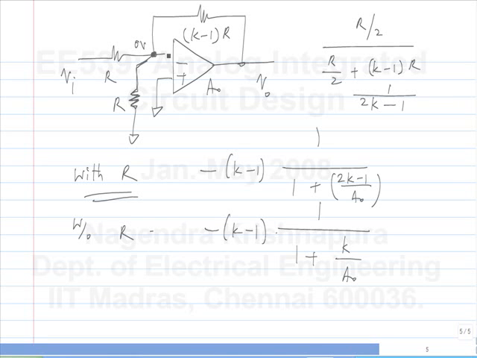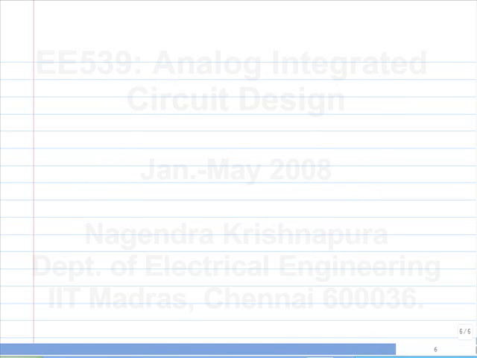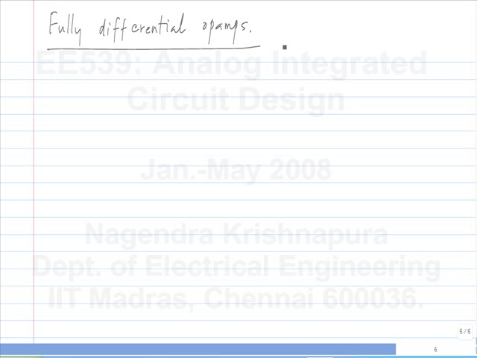So the only thing that is left as far as ideal op-amps are concerned is the concept of fully differential op-amps. Okay. So with discrete op-amps, this is the kind of op-amp that you will use. You will have a differential input and a single-ended output.